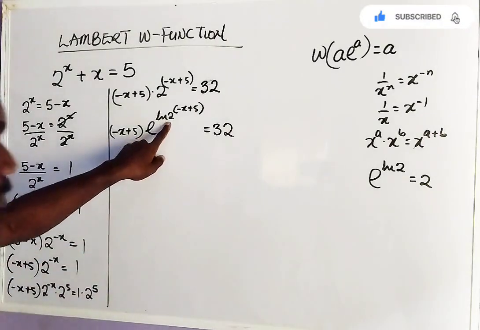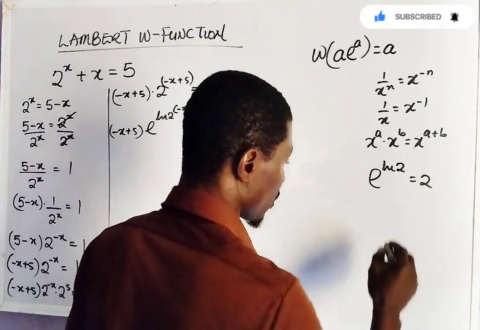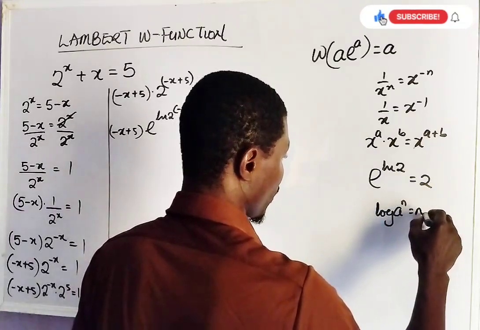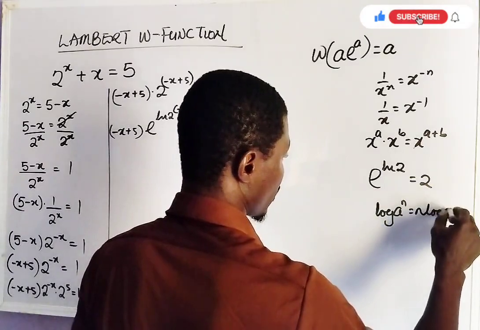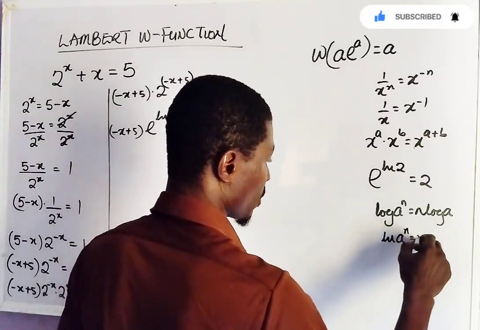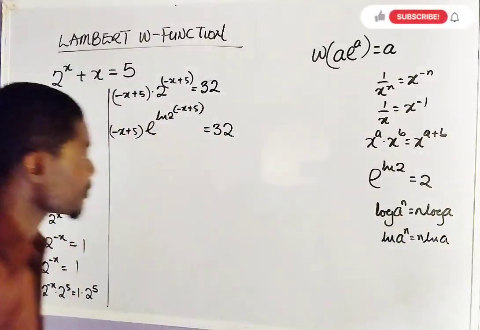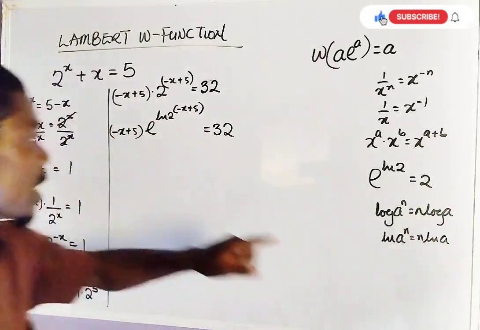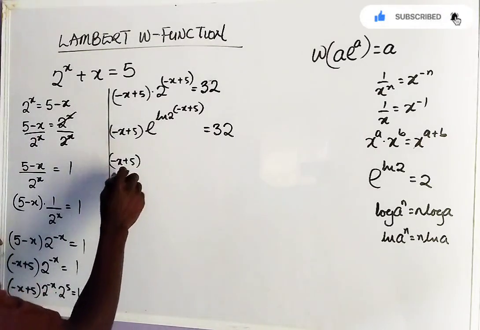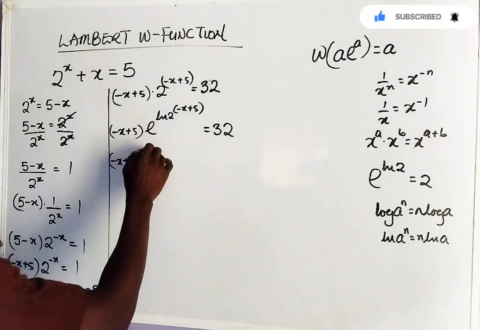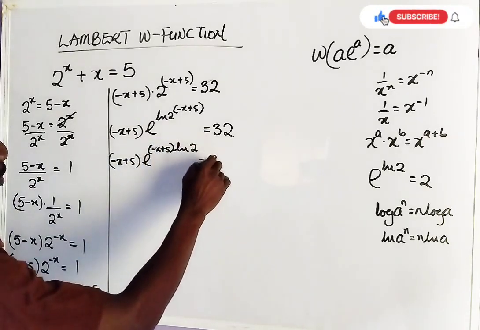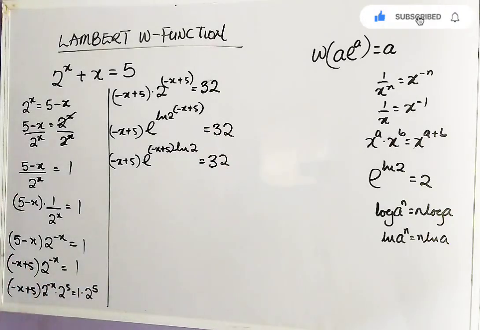Let us recall from the power rule of logs that log a raised to the power of n is the same thing as n log a. Similarly, ln a raised to the power of n equals what? n ln a. Now, applying this rule here, we get minus x plus 5, then e to the minus x plus 5 ln 2, then equals what? 32.